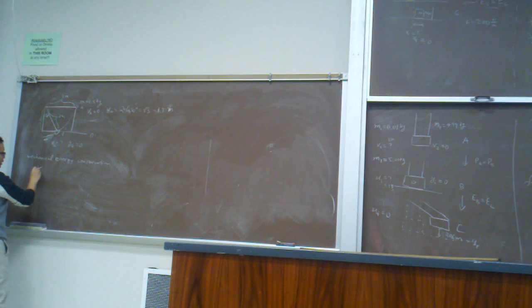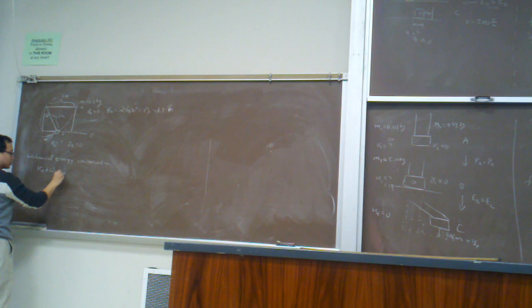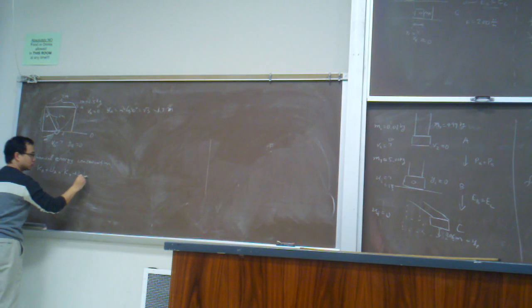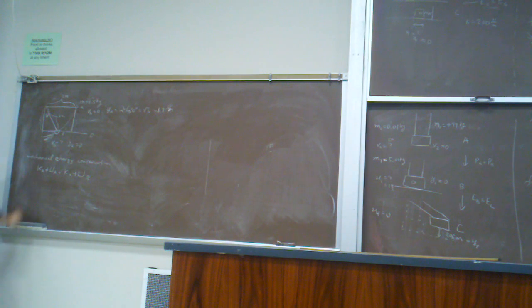So you have KA plus UA equals KB plus UB. Okay. How many zero terms do we have? Which one? Should be 2. 2? Yeah, 2. Can you tell me which 2?